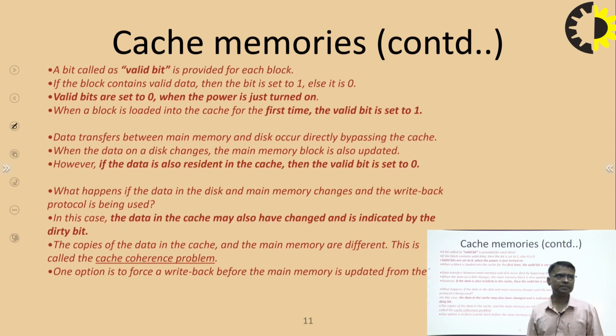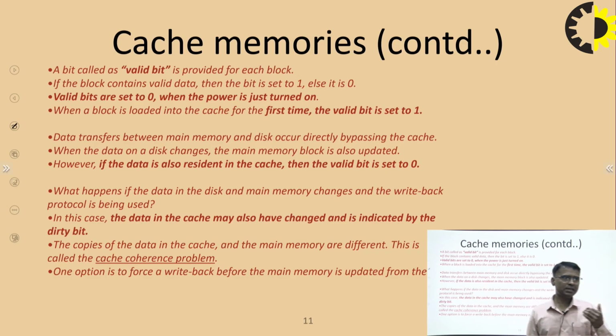Fine. So there is the significance of one important bit, called the valid bit. Valid bits are set to 0 when power is just turned on, when we are installing the computer, and if the block contains valid data, then the bit is set to 1, else it is 0.